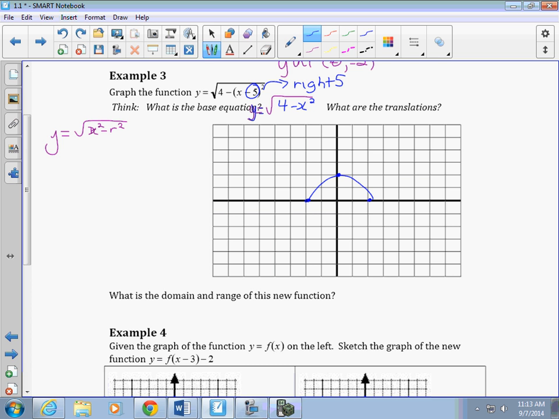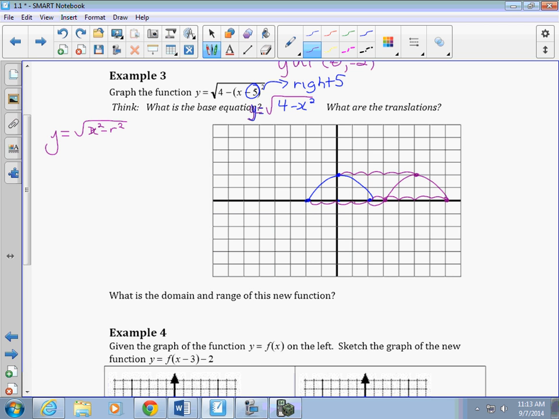So now my translation, I'm going to the right 5, so my origin, the middle of it, each one of these is going to shift over 5 spots. So if I take this point, I move it over 1, 2, 3, 4, 5. That's where this one has now translated to. This one up here is going to move 5, 1, 2, 3, 4, 5. And this one here will move 5, 1, 2, 3, 4, 5. So there's my translated function.